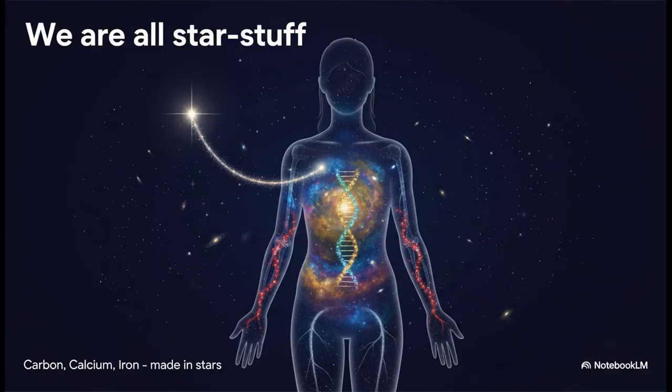And this all leads to one of the most beautiful and mind-blowing ideas in all of science, something the great astronomer Carl Sagan said perfectly. The iron that's in your blood, the calcium in your bones, the carbon that makes up your DNA, every single one of those heavy atoms was forged in the heart of a star that lived and died long before our own solar system even existed. We are, literally, made of star stuff.